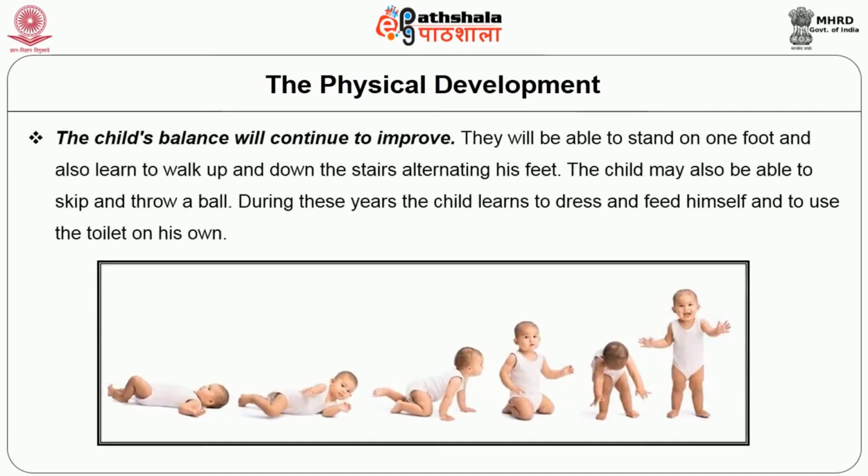The child's balance will continue to improve. They will be able to stand on one foot and also learn to walk up and down the stairs alternating feet. They start climbing up the stairs and getting down. The child may also be able to skip and throw a ball. During these years the child learns to dress and feed himself and to use the toilet on his own.